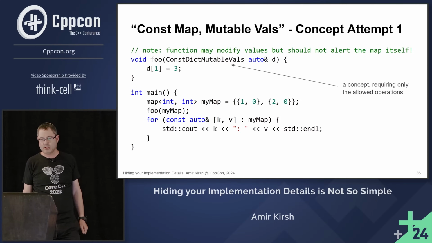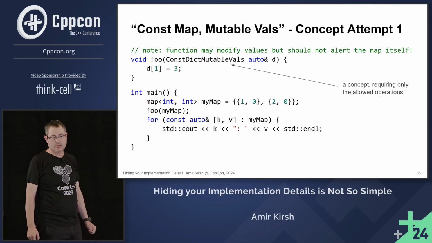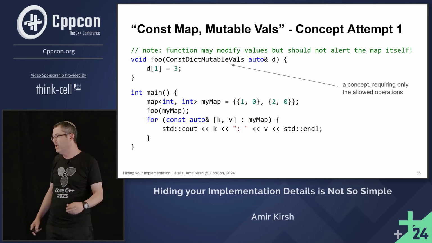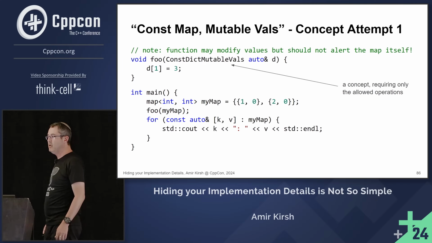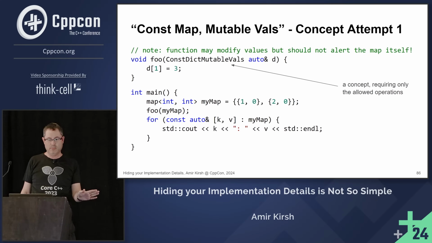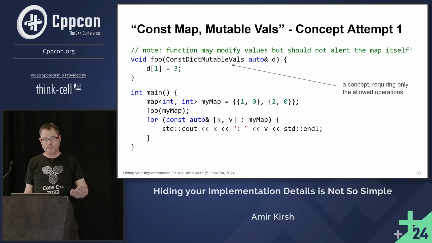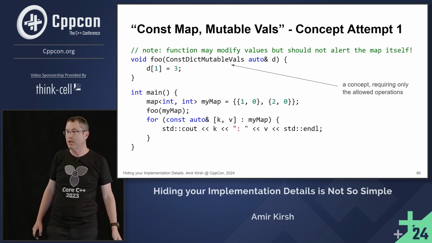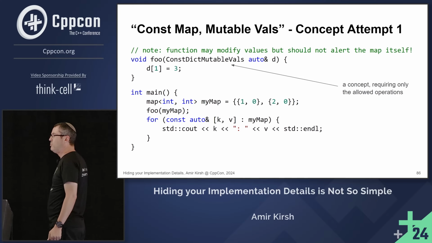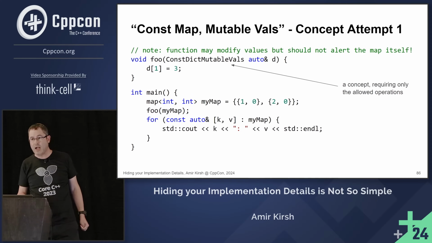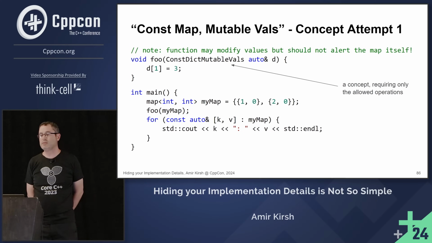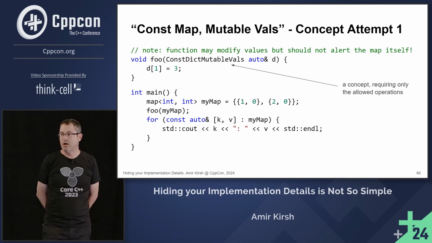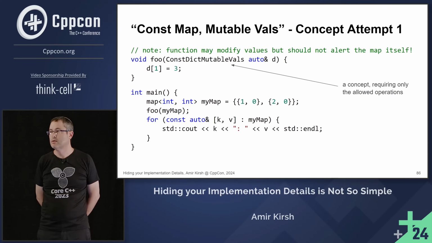So let's go back to our map. And what I suggest is, let's have a concept. For now, without implementing that, just think about the concept. Let's call it const dict mutable vals. So the dictionary, the dict, is const, but the values are mutable. This is the name. And let's assume that we can implement something that would require the proper functions. And then inside, I just change the values. What do you say? Did I do a step in the right direction?